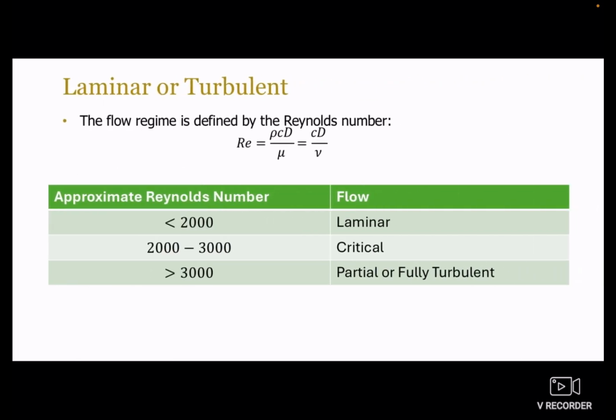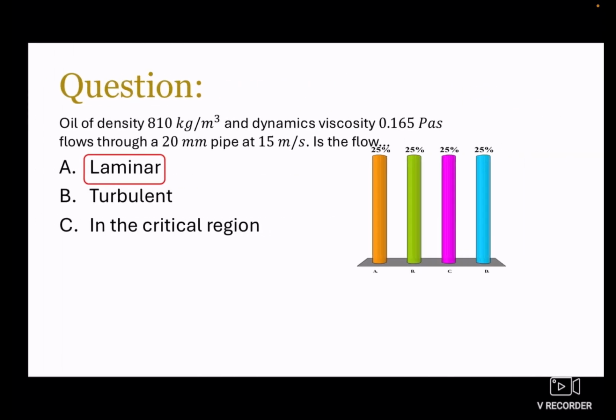Laminar or turbulent. The flow regime is defined by the Reynolds number. If the approximate Reynolds number is less than 2000, the flow is laminar. If the approximate Reynolds number is in between 2000 to 3000, the flow is critical. If the approximate Reynolds number is greater than 3000, the flow is partially or fully turbulent.